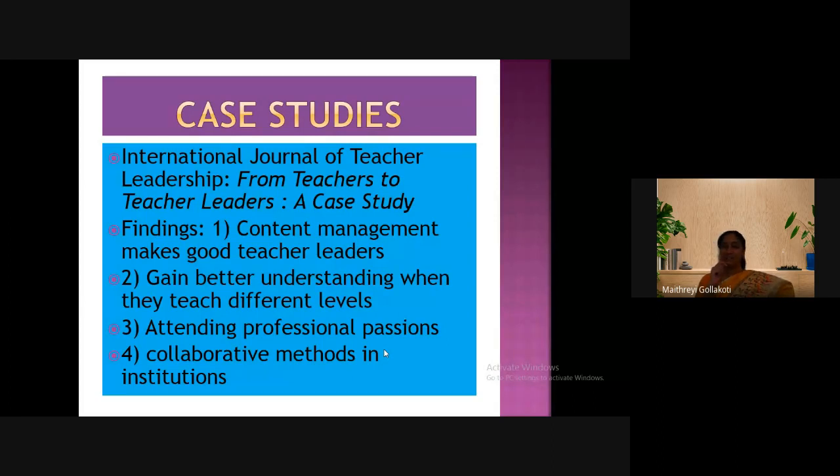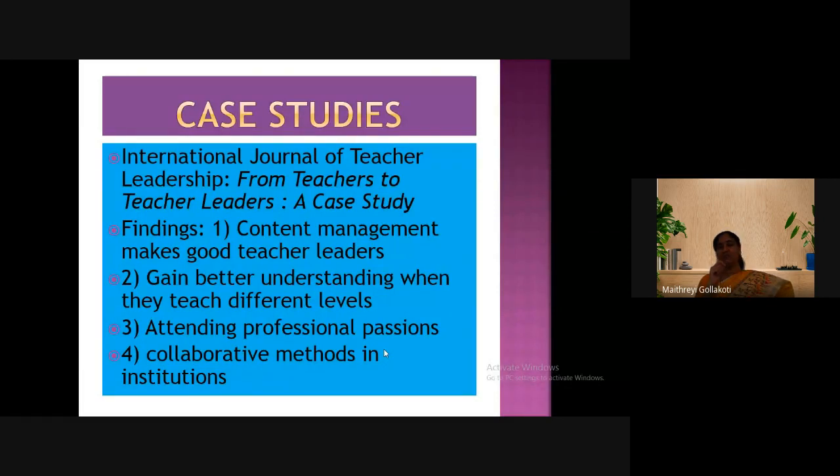Next, gain better understanding when they teach different levels. Now, they said that instead of teachers who taught the same level of class, the teachers who have taught different levels have gained more experience, they have gained more skills, they have become better leaders. Why? Very simple reason. They are able to manage different kinds of people.